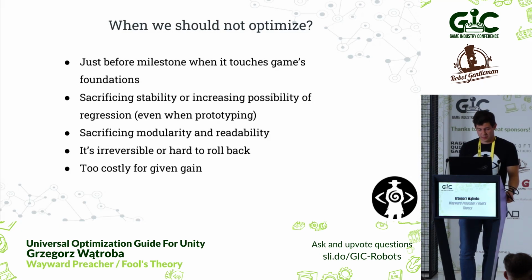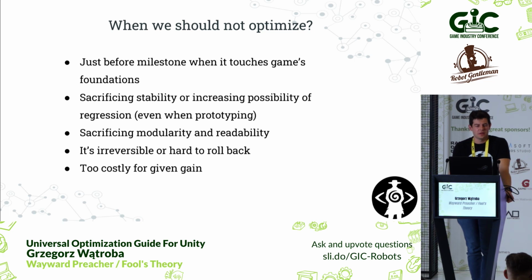When we should not optimize. So every time the gain is smaller than the cost of a given solution. So just before a milestone, when it touches the game foundations, no bueno. Sacrificing stability or increasing the possibility of regression is also not recommended, right? Even when we are prototyping.